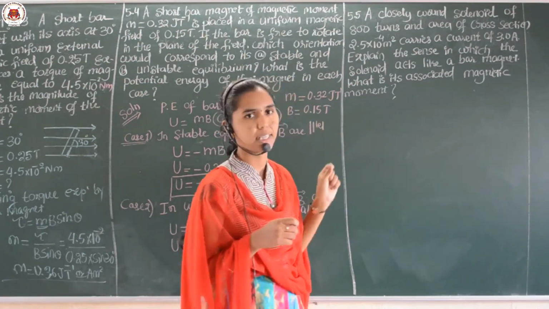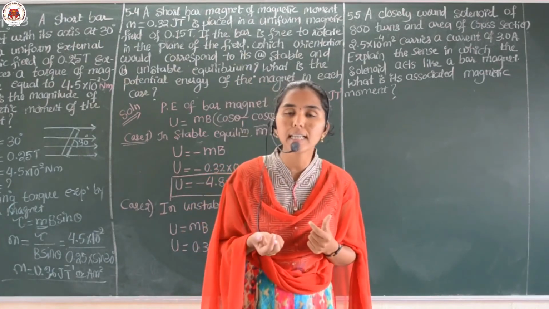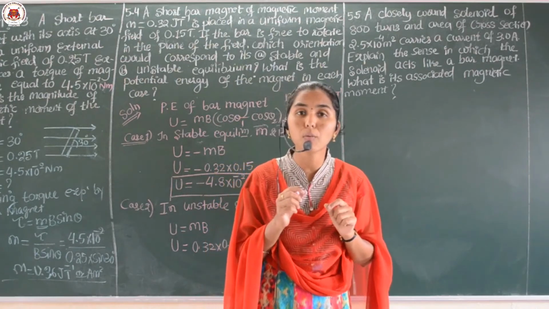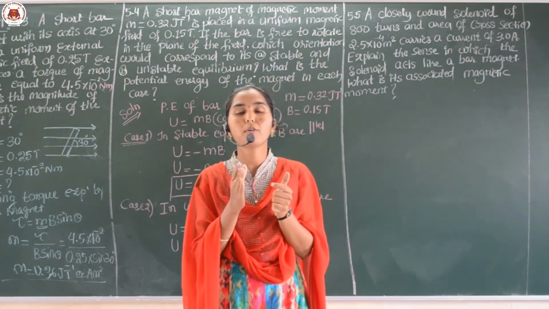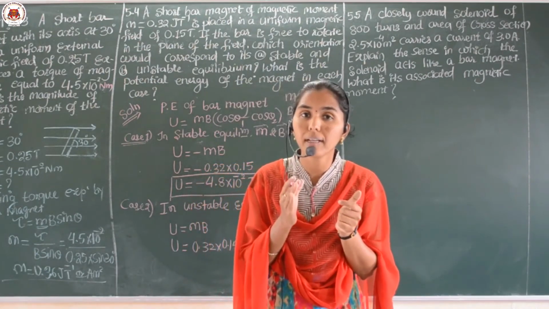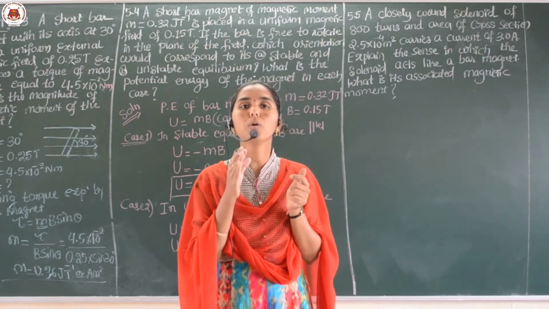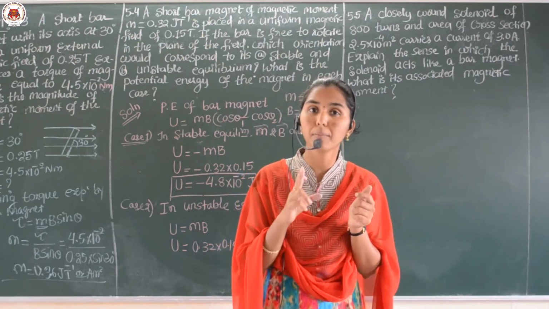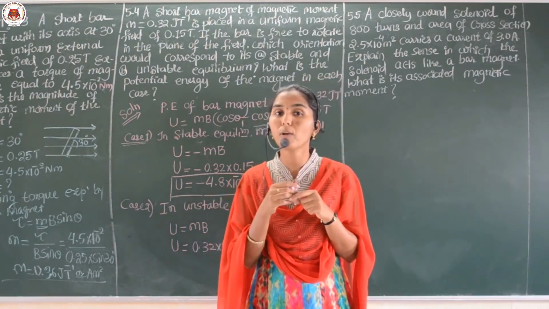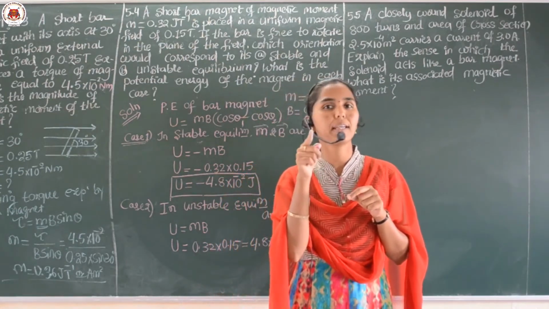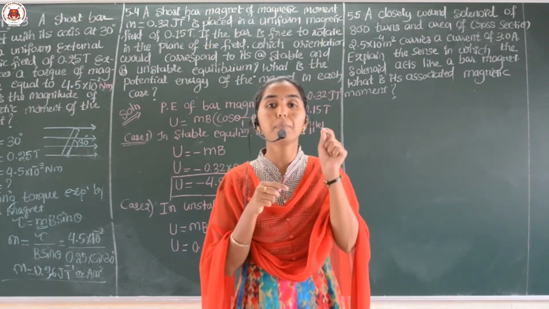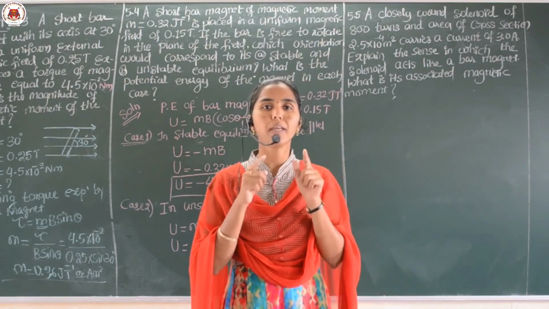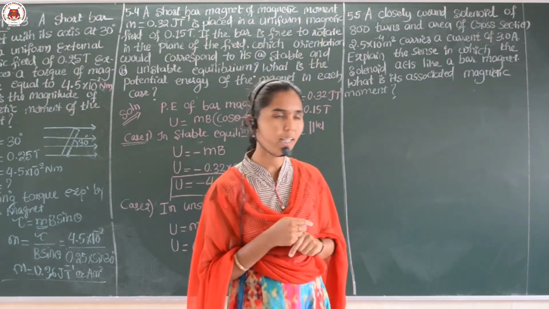This numerical is related to the solenoid. The magnetic moment of this solenoid can be given as M is equal to N into I into A. This formula you should remember. Where did we get this formula? While deriving the expression for the bar magnet being equivalent to the solenoid. There we studied this.